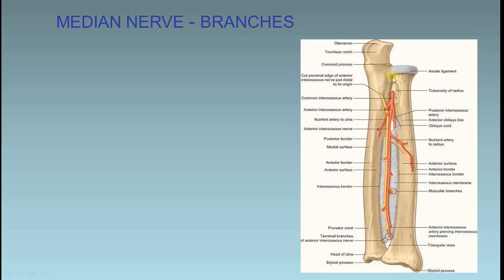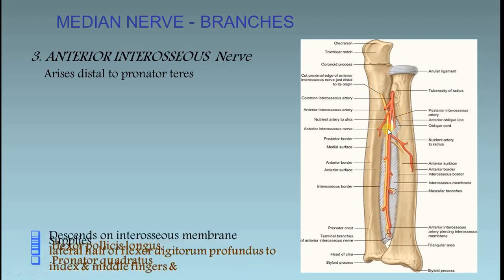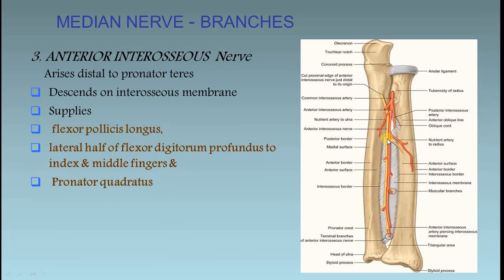Here you are able to see the median nerve. The deep branch of the median nerve is called the anterior interosseous nerve, because it is present on top of the interosseous membrane and closely related to the anterior interosseous artery. The nerve and artery are actually seen together. It arises from the lower border of the pronator teres and supplies the deep muscles, mainly the lateral half of flexor digitorum profundus, that is, the index and middle finger. Of the 4 tendons, the lateral 2 tendons it will supply.